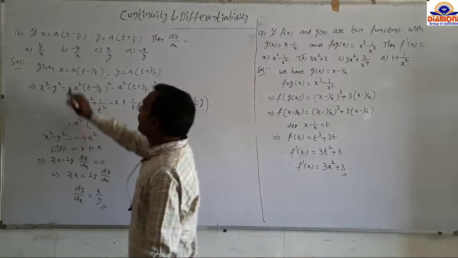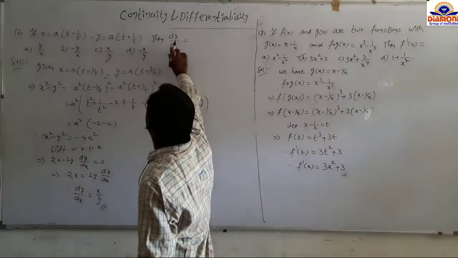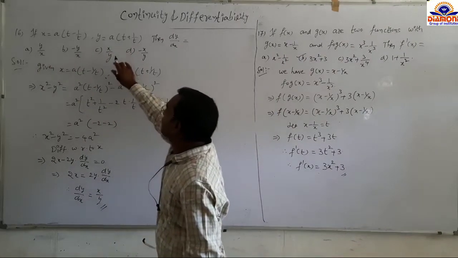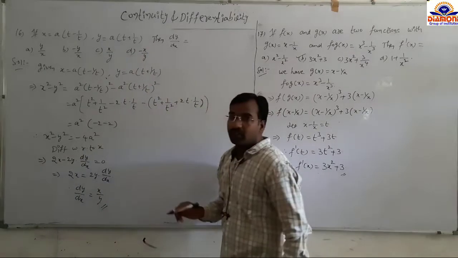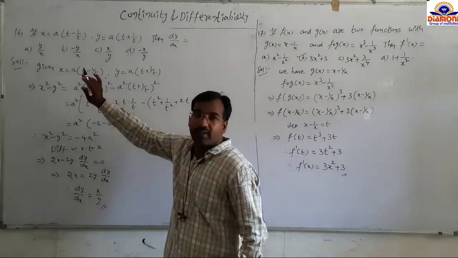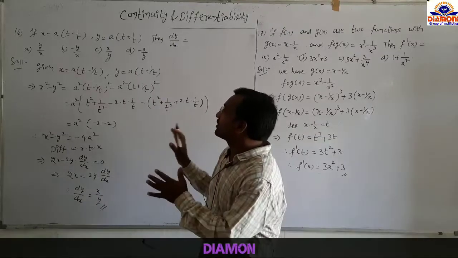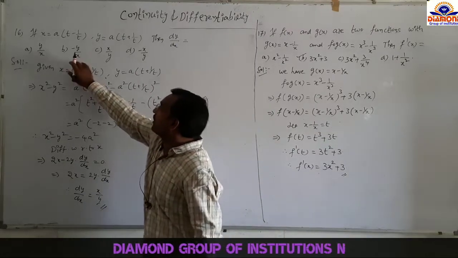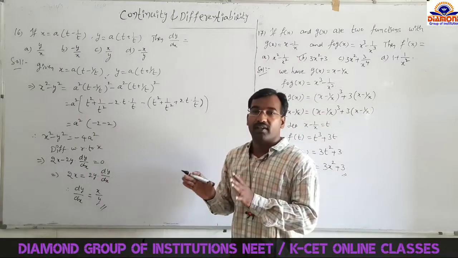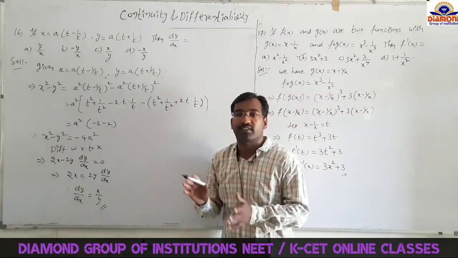If x equal to a into t minus 1 by t, y equal to a into t plus 1 by t, then dy by dx equals: option A y by x, option B minus y by x, option C x by y, option D minus x by y. Here, what are the given functions? x is given in terms of t, and y is also in terms of t, so these are parametric equations. But the options are given clearly in x and y terms only. That's why you can eliminate the parameter t first, and convert it to an equation in terms of x and y.